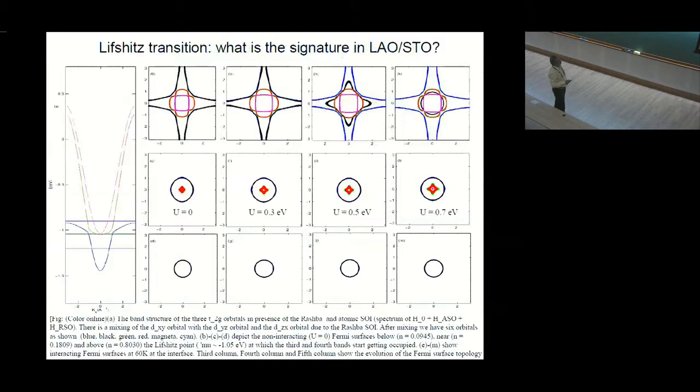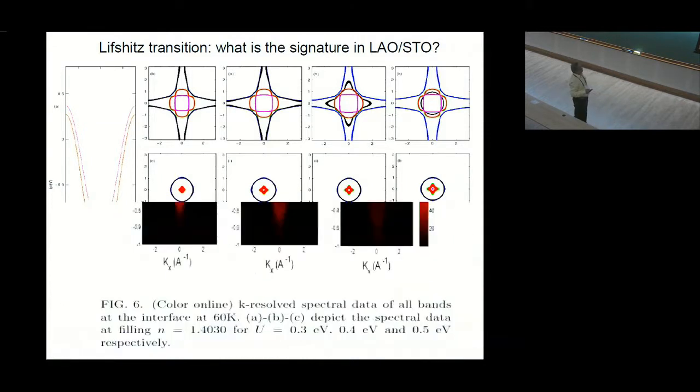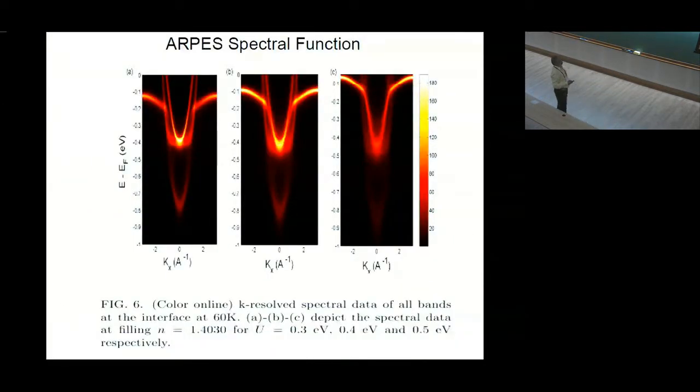Okay, so this is the way the non-interacting Fermi surface looks as a function of chemical potential, and then you put U in, and you see that it's a huge change in the Fermi surface topology. So what does that do? You can see that at the gamma point, your intensity reduces dramatically if you have interactions, and that is going to affect your transport.